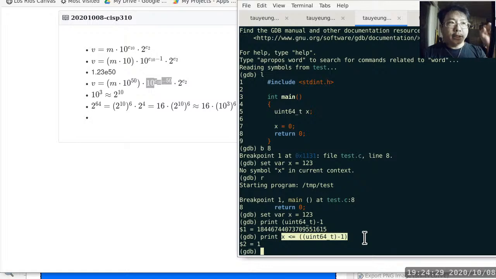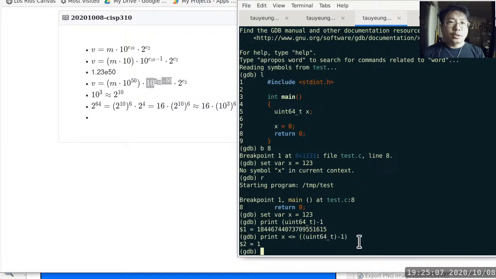I can hear the gears grinding in your head. And Daniel is done with grinding. Very good. Daniel is absolutely correct. There's no way that x can be greater than the negative one cast as a uint64_t. There's no way, because this is already the largest value that x can contain. If this is already the largest value that x can contain, then whatever value x as a variable has cannot possibly be greater than this.